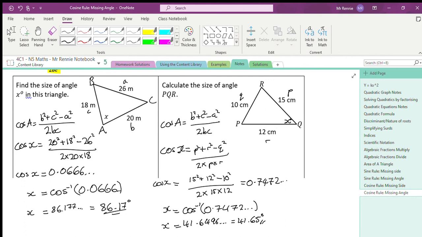Okay folks, so have a look at those two examples, copy them down, and then begin your exercises once you've copied them down. Thank you.